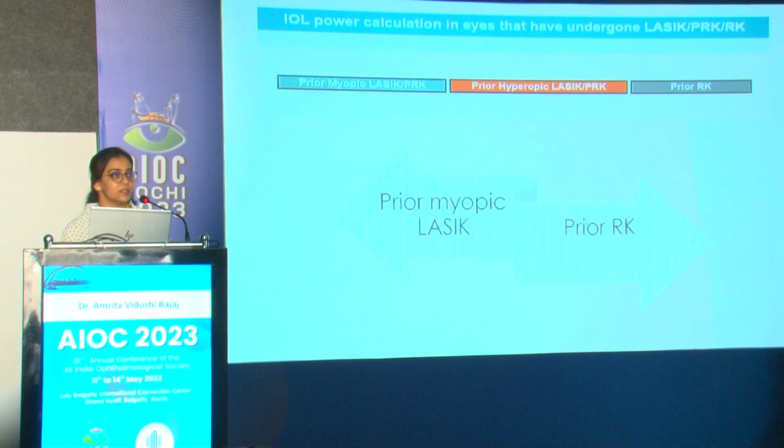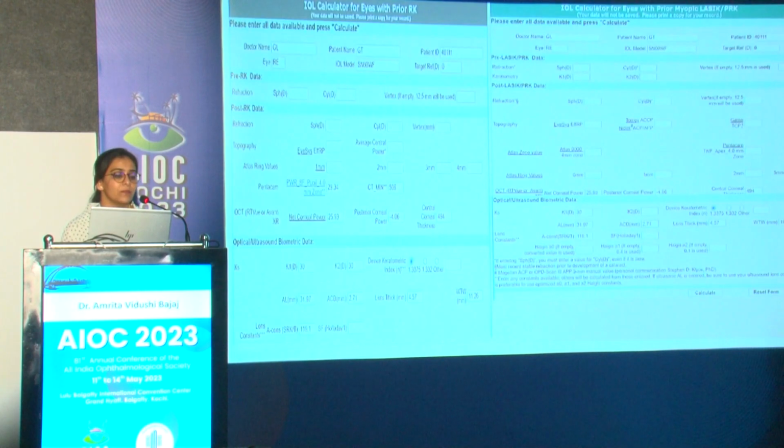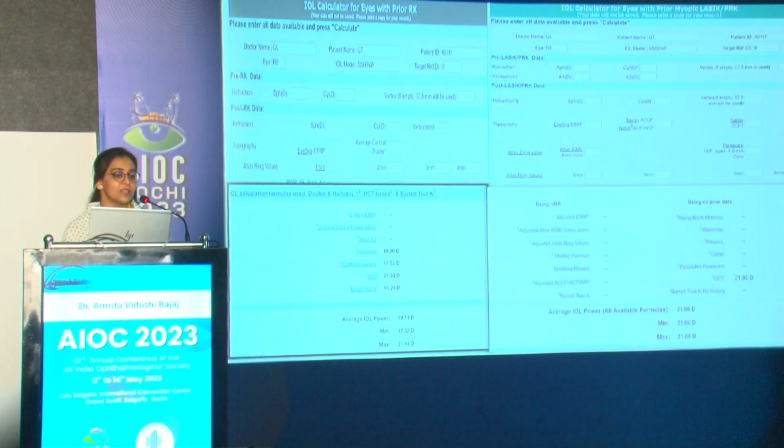Now again, the question still remains the same: which IOL power calculation from the web-based ASCRS calculator, which is maximally used these days, should be used, the prior myopic LASIK or the prior RK formulas? We thought we'd use both of them, but our challenge was not just limited to this point. The prior RK formulas gave us a wide range between 17.32 and 21.9 diopters of lens power. In the prior myopic LASIK, when we started putting in the data, we could only get the OCT-based formula, and no other formula was calculated by the web-based calculator.